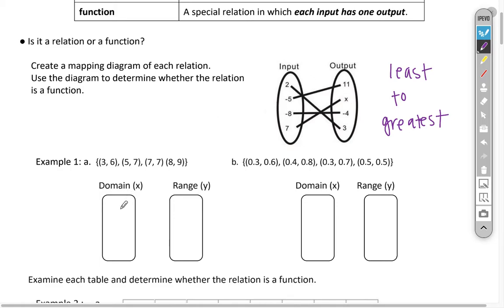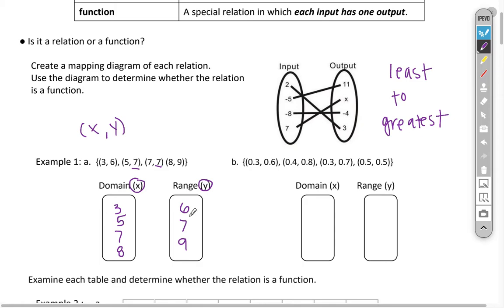So let's move down to example 1a, and we've got these different ordered pairs right here, and we're going to write our domain and our range. Remember, our domain is just our x values, and our range is our y values. We know that ordered pairs are written in terms of x comma y. So all of our domains are going to be these first numbers, but let's write it in least to greatest. So we have 3, 5, 7, and 8. Then for our range, we have 7 twice, so we only have to list it once. So we have 6, 7, and 9.